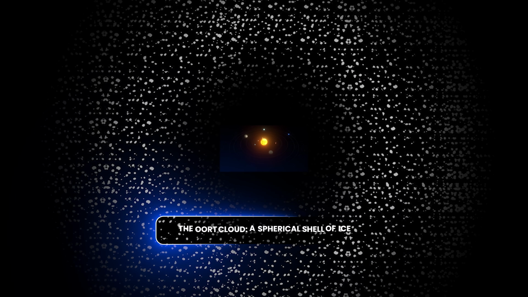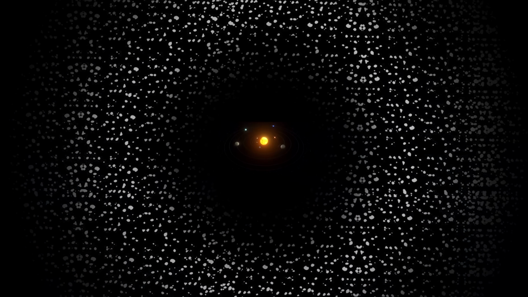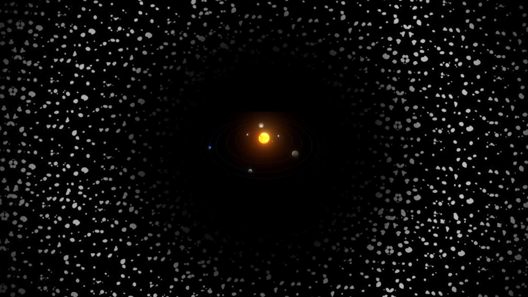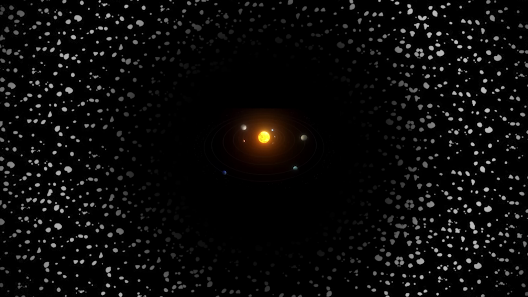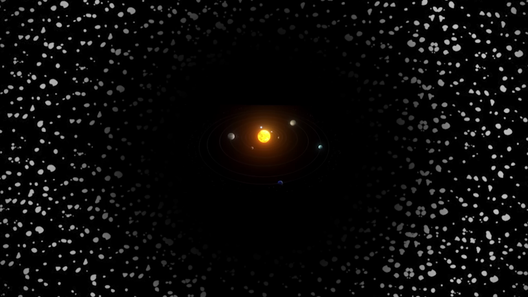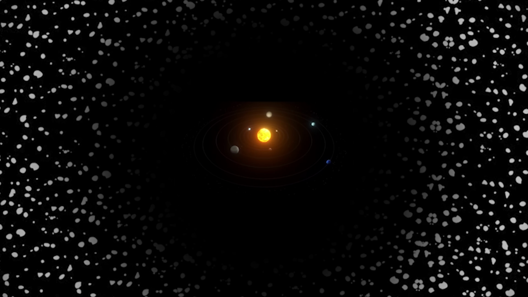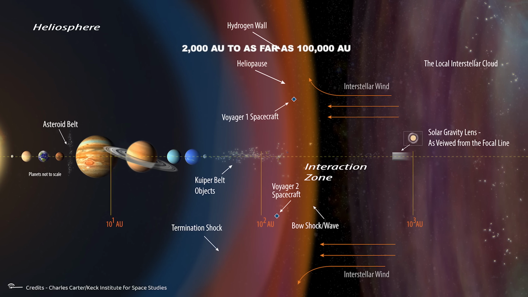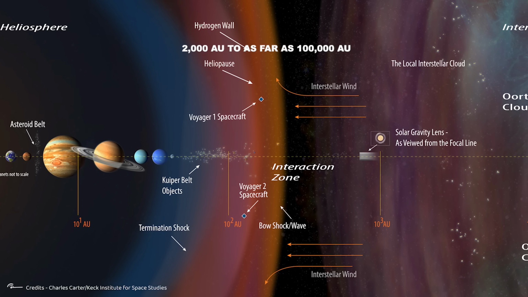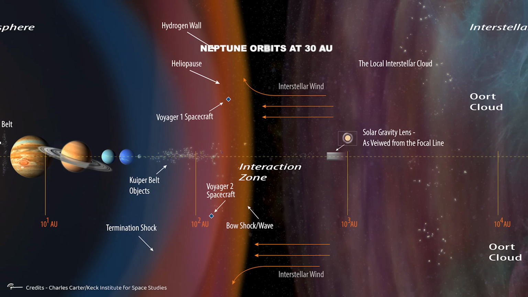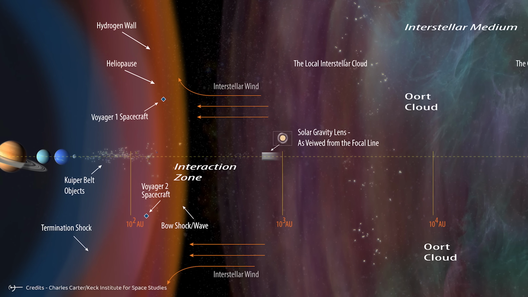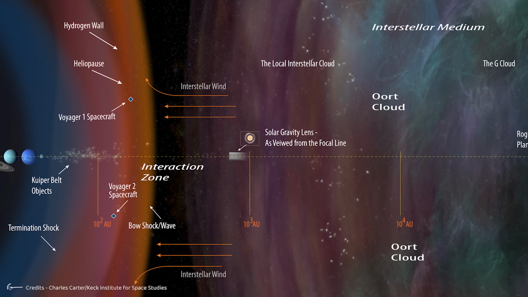The first major structure we encounter isn't above or below, it's all around. The Oort Cloud is a theoretical shell of icy objects that completely surround the solar system in every direction. Unlike the flat disk of planetary orbits, the Oort Cloud is spherical, a vast bubble of frozen debris. It extends from roughly 2,000 AU to as far as 100,000 AU from the Sun. For reference, Neptune orbits at about 30 AU. The Oort Cloud's outer edge is nearly a quarter of the way to the nearest star, Proxima Centauri.